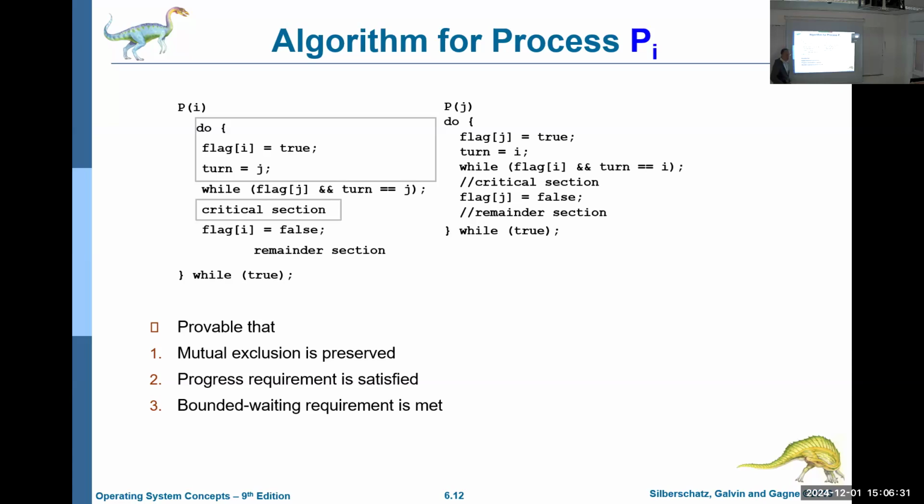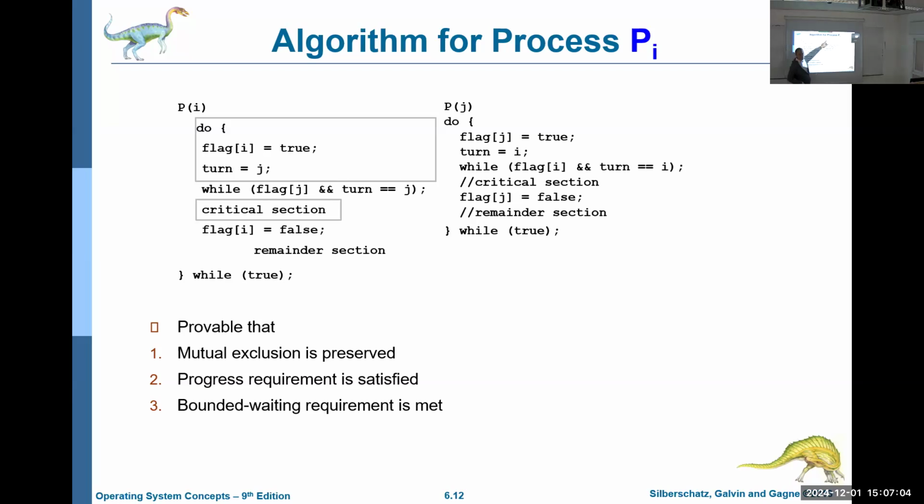So let's read this, I'll translate this program into English. Follow along. Flag of I equals true. Flag of I, we said, means I'm interested in going in. So what we're saying here is process I is interested in entering the critical section. But I say the turn, whose turn is it? It should be your turn. I'm very magnanimous, I am deferring to you. You can go in. I would like to go in, but it's your turn, so I'm not going to go in.